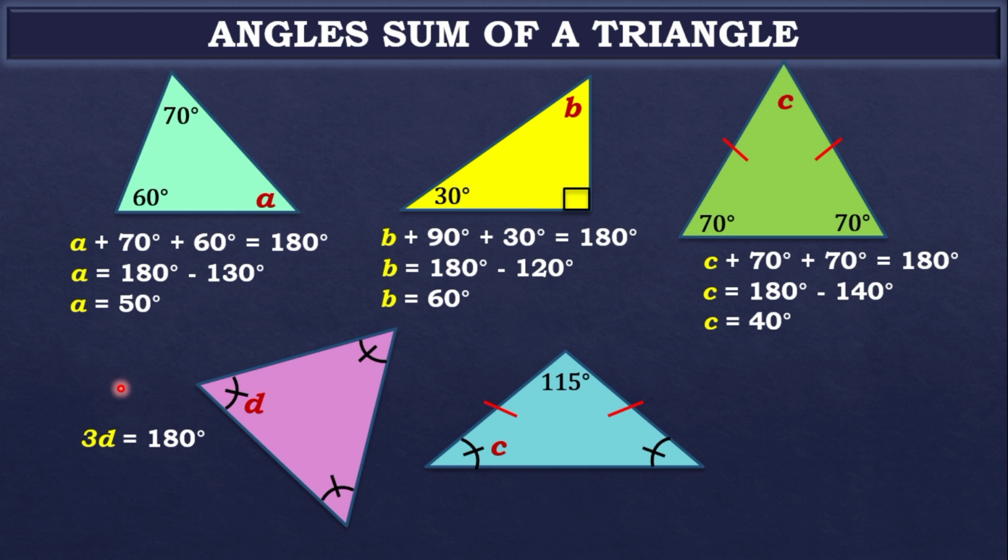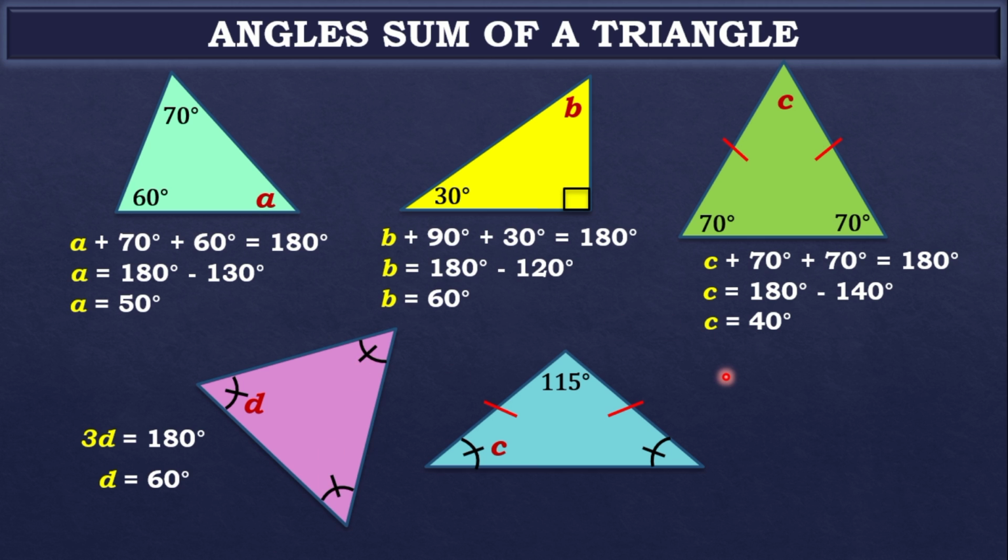Okay? So, yung tatlong D is equal to 180. So, divide both sides by 3. I-divide natin siya by 3. Therefore, your D is 60 degrees. So, ibig sabihin, 60 to, 60 to, 60 ito.